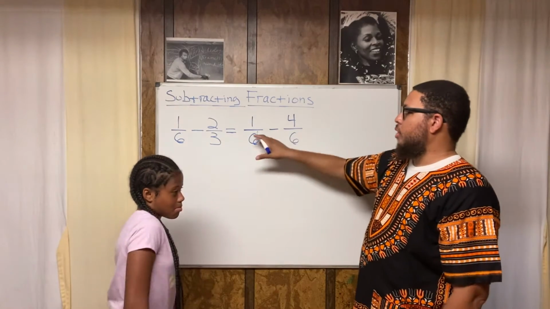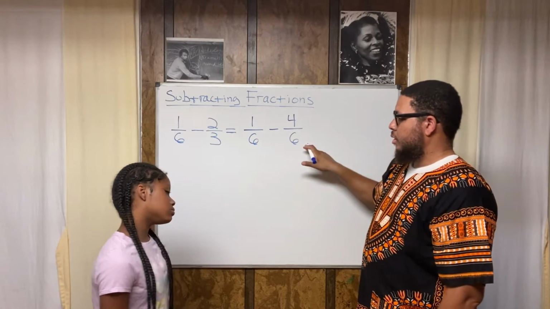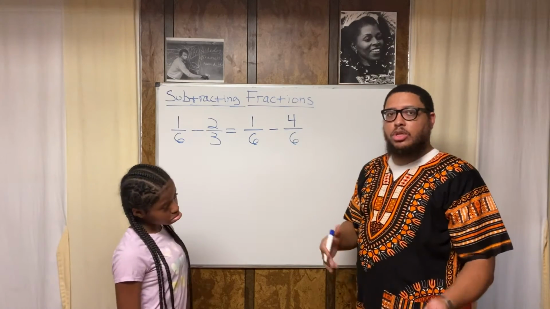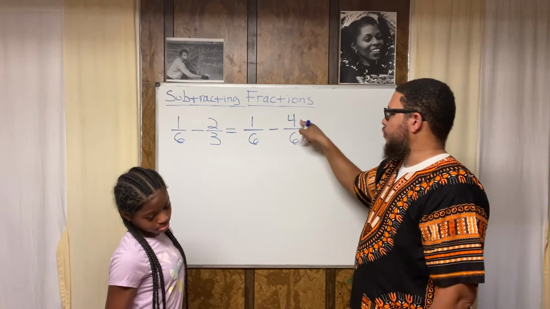Now, we want to know, we got this many sixths minus this many sixths. So now we only subtract the numerators. We never subtract the denominators. So now we got 1/6 minus 4/6.